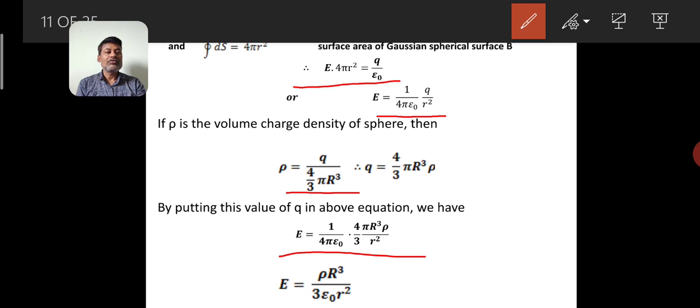So depending upon these three, that is rho, capital R and small r, we get the value of the electric field intensity at a point P outside the charged sphere. So this is the final equation of the electric field outside the conducting sphere at a distance small r.